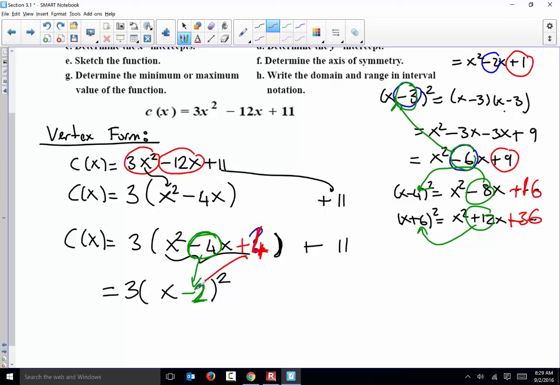There is something missing though. Look. Track my moves from here to here. 3x squared minus 4x plus 11. 3x squared minus 4x plus 4 and 11.